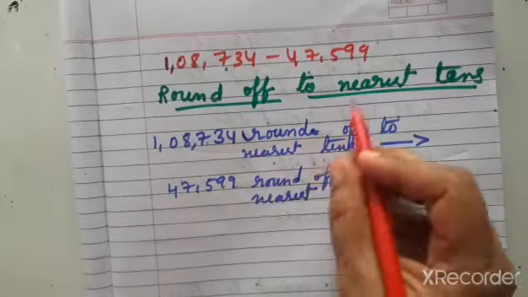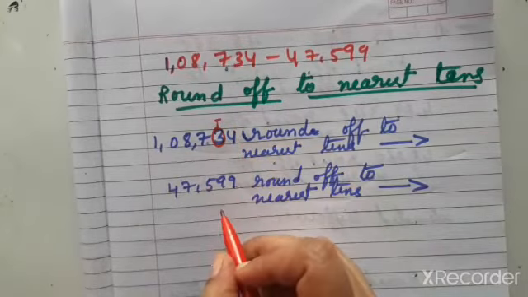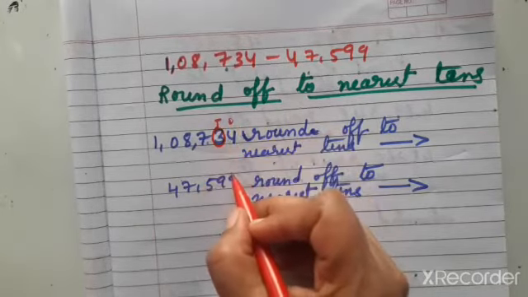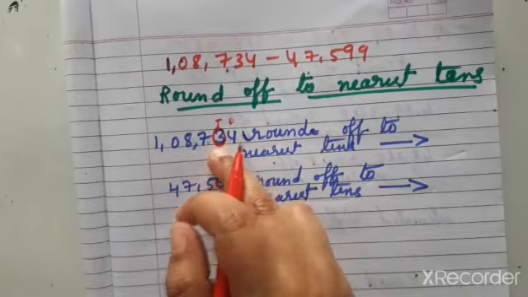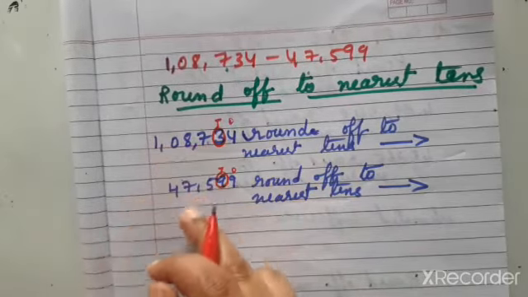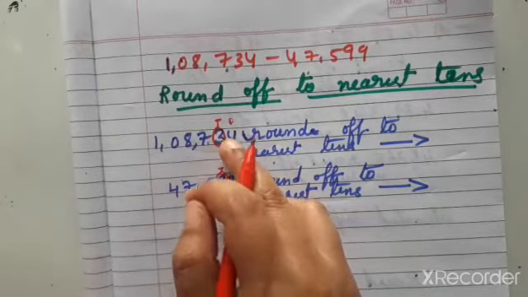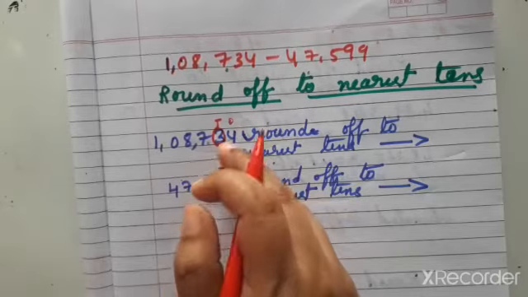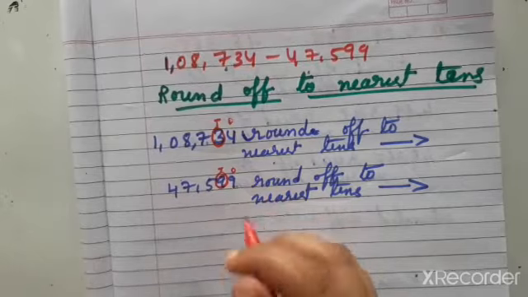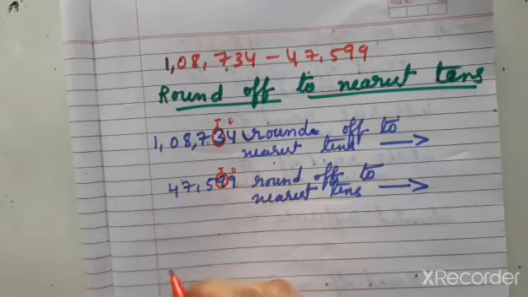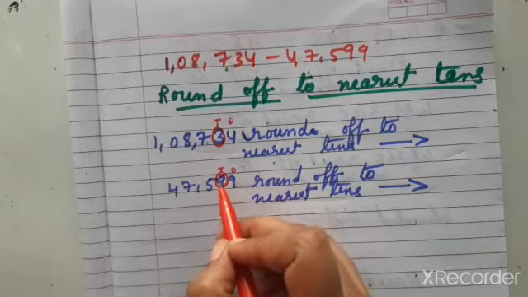1,08,734, round off to the nearest tens. First step is we have to check the place value. This is ones, tens. We have to round off at the tens place. These numbers before remain the same, no need to change. And this number, once we knock the door, the number after it will become 0. If it is greater than 5, definitely he helps. So 1 he has to give here.